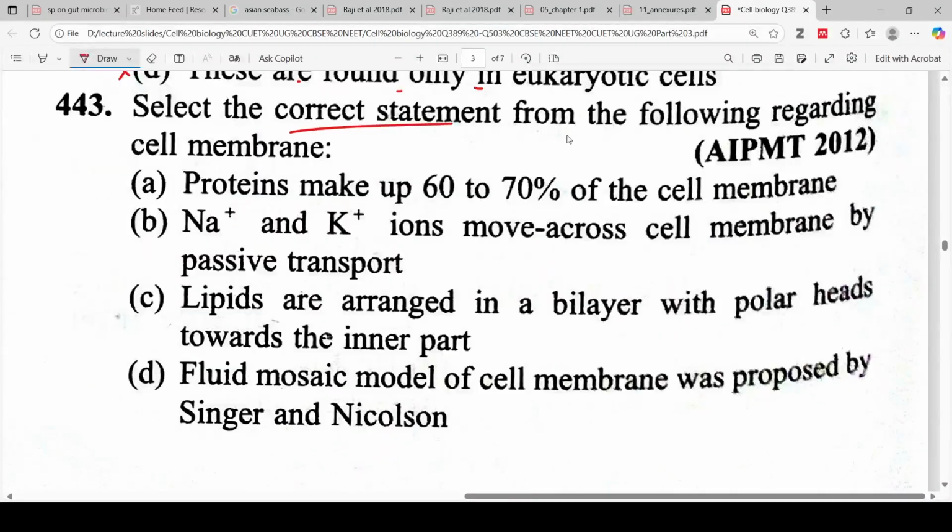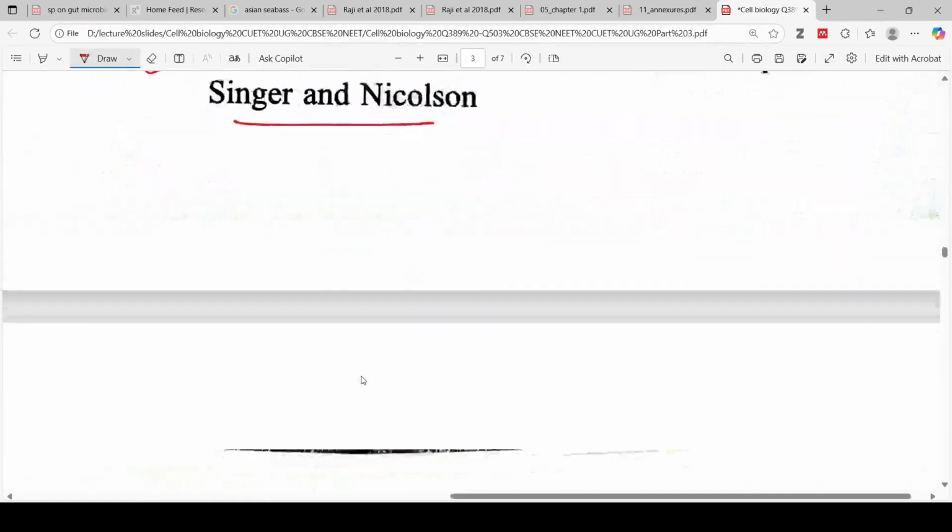Select the correct statement from the following regarding cell membrane. So the correct answer is option D. Fluid mosaic model of a cell was proposed by Singer and Nicolson.